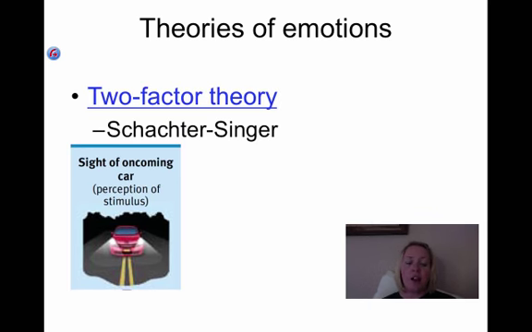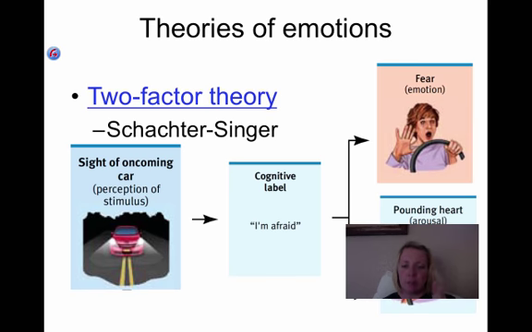Then along came Schachter and Singer, and they said, you know what, they're both kind of right. However, they added a fourth piece to this puzzle of emotional experience. They said, obviously we always start with the stimulus. However, they added this cognitive label. And they said we have this emotion, this fear, and then we have this arousal.